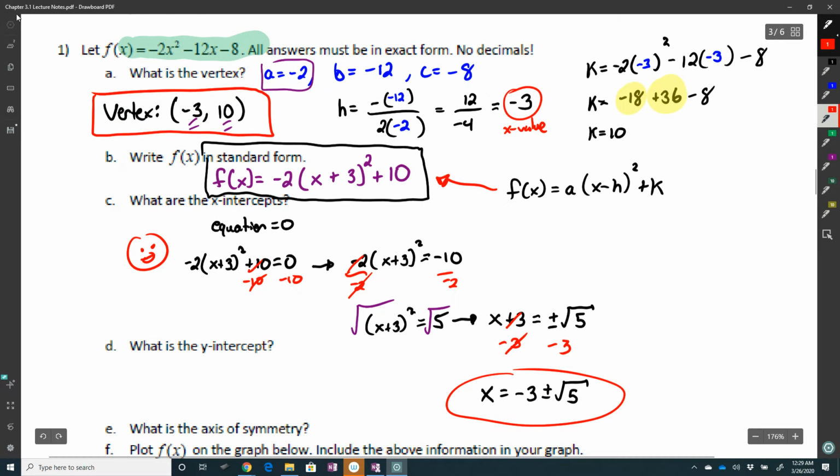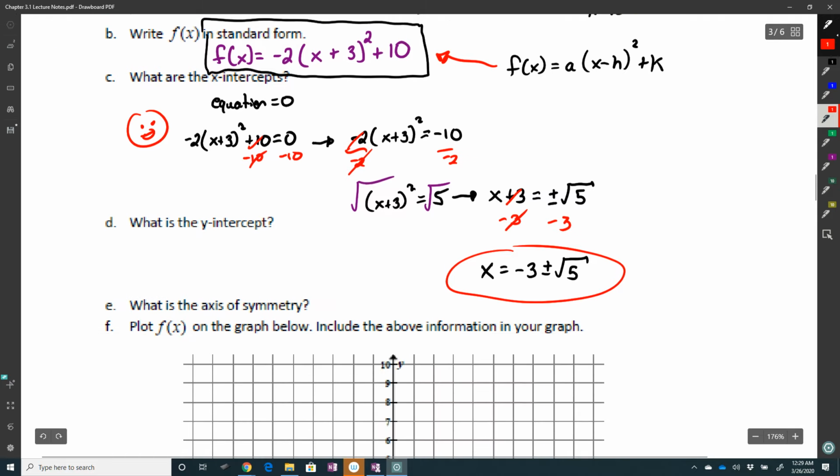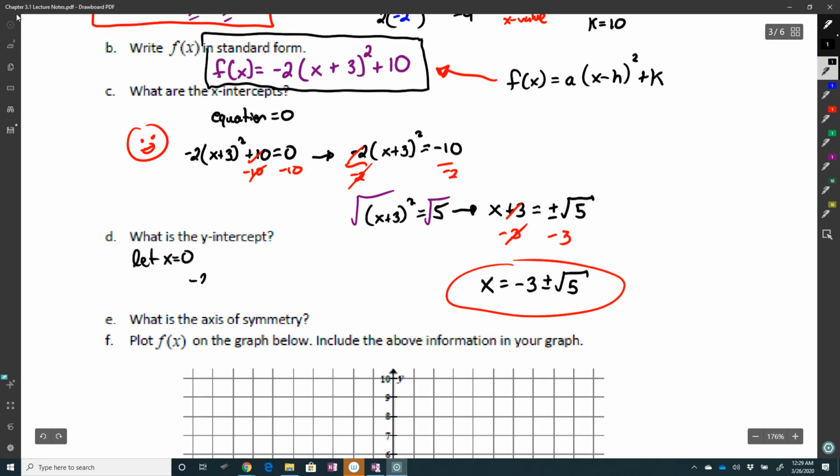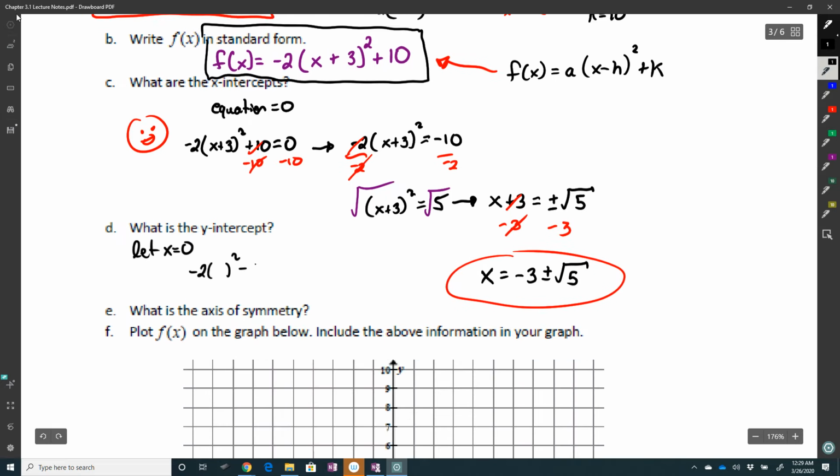Okay, so what is the y-intercept? The y-intercept is just let x equal 0. And if I let x equal 0, I'm going to go to my original equation, minus 12x minus 8. I put a 0 there, and a 0 there. And my answer is just negative 8. So my y-intercept is negative 8. And yeah, we could write these as points.